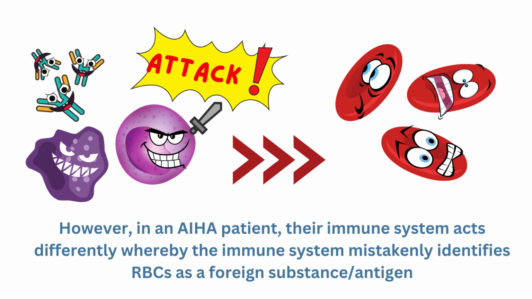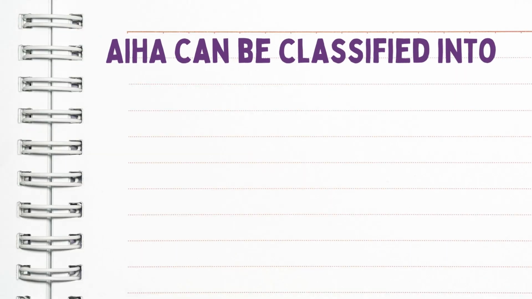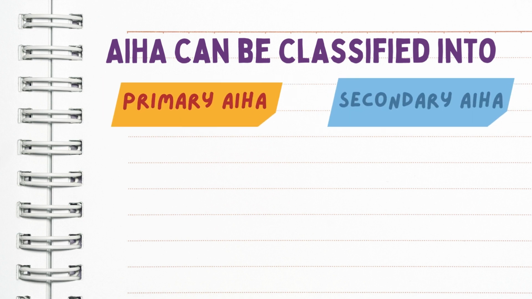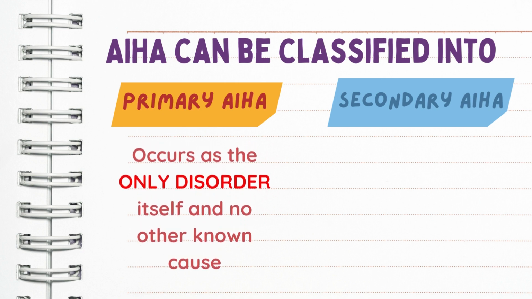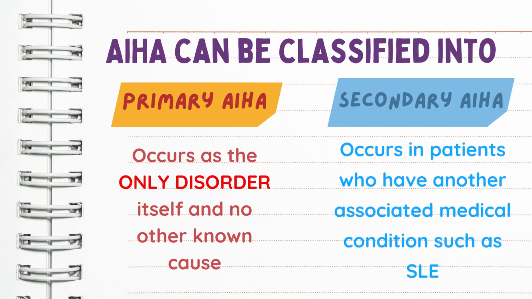However, in an AIHA patient, the immune system acts differently, whereby it mistakenly identifies RBCs as a foreign substance/antigen. AIHA can be classified into primary AIHA and secondary AIHA. Primary AIHA occurs as the only disorder itself with no other known cause, whereas secondary AIHA occurs in patients who have another associated medical condition such as SLE.